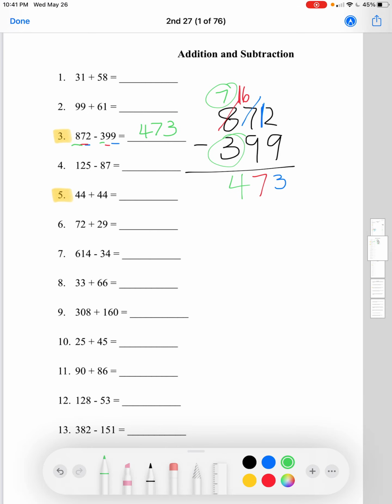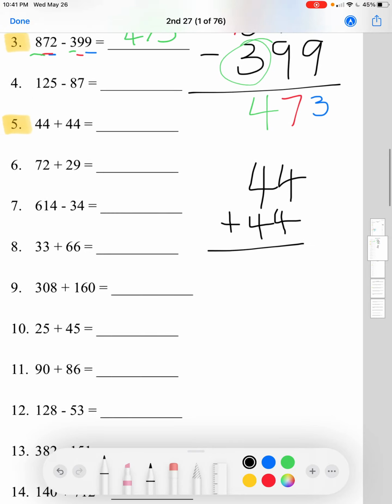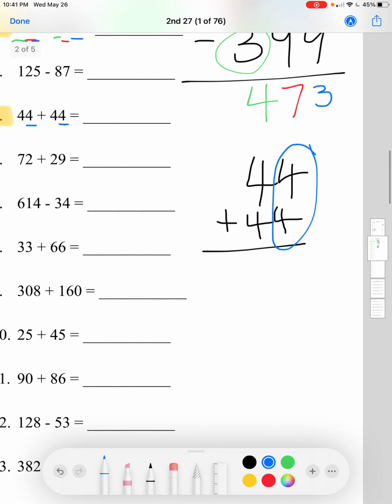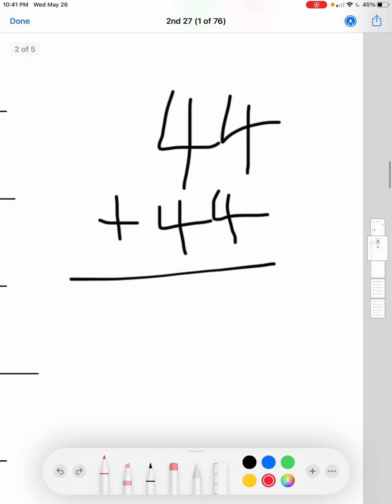Let's do one more. Now addition this time, we have 44 plus 44. Again, we're going to rewrite the numbers right here on the side so we can line up. Might be easier or harder because all of the numbers are the same, but we have 4 and 4 in the ones place right here. And then we have a 4 and a 4 in the tens place right here.